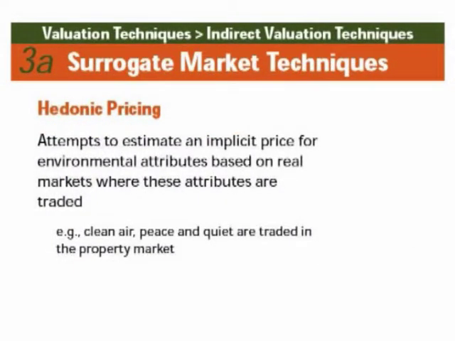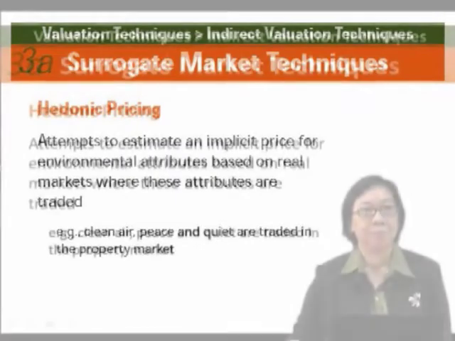Another method under surrogate market techniques is hedonic pricing. This attempts to estimate an implicit price for environmental attributes based on real markets where these attributes are traded. For example, clean air, peace and quiet are traded in the property market.